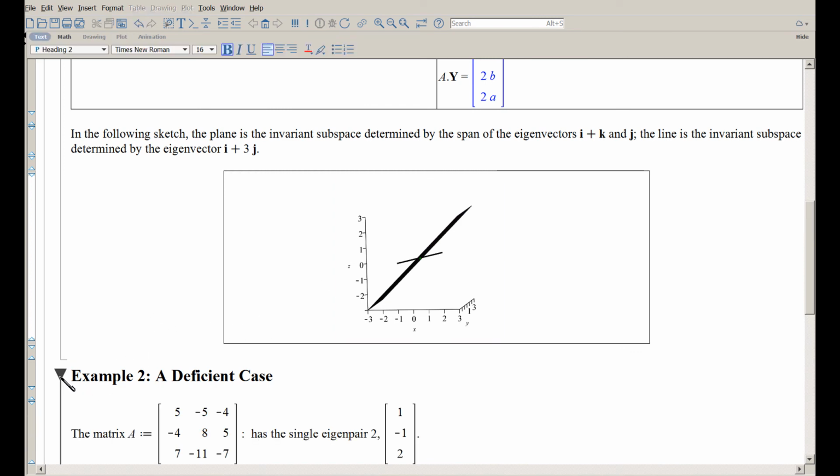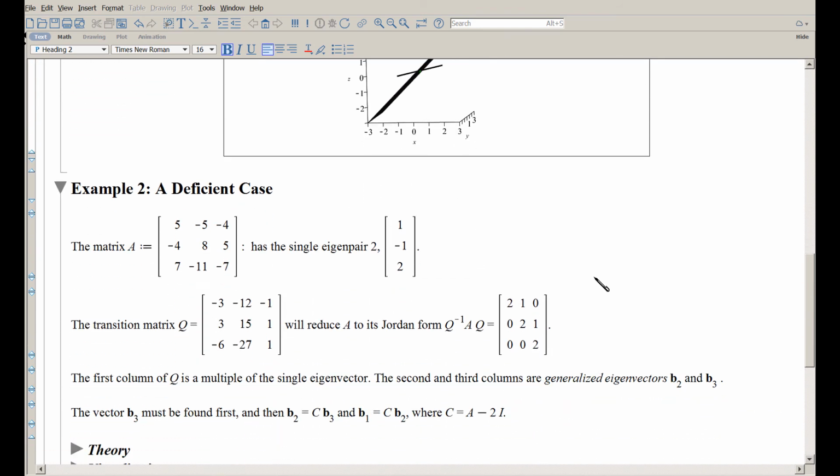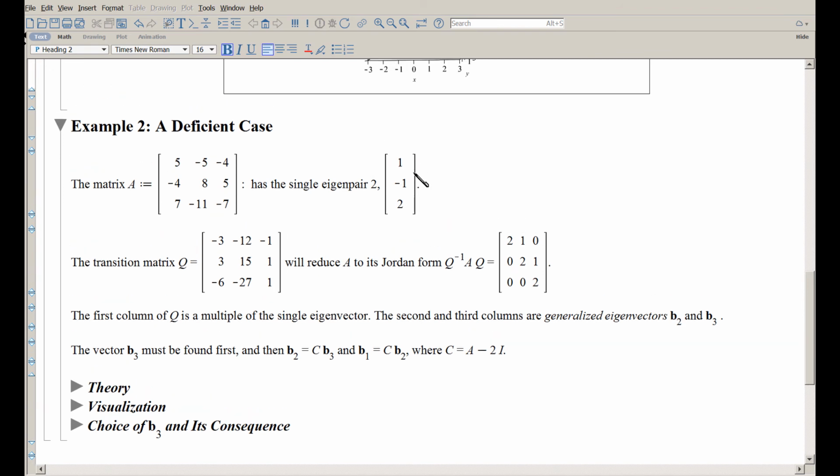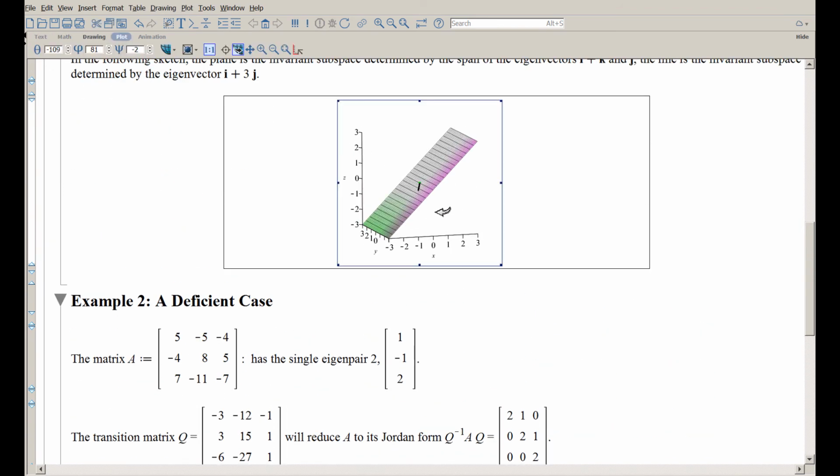But it gets even worse, unfortunately. You can have the deficient case. Here's an example of the deficient case. Here's a matrix that has only the eigenpair 2 with this eigenvector. So there's only one invariant subspace. Here, there were 2 invariant subspaces, one of which was 2-dimensional and one of which was 1-dimensional.